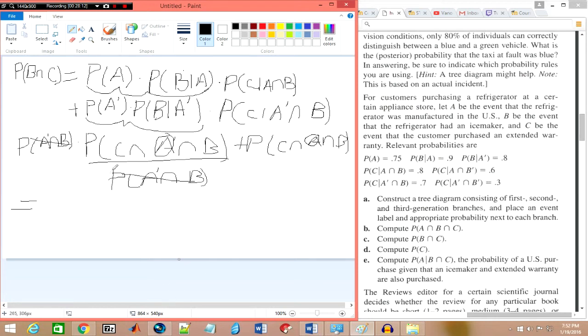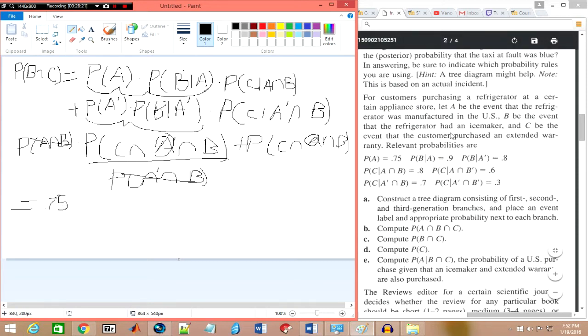Anyways, this is equal to the probability of A times the probability of B given A times the probability of C given A intersect B, plus the probability of A complement times the probability of B given A complement times the probability of C given A complement intersect B, which is equal to the probability of A complement intersect B intersect C plus the probability of A intersect B intersect C.